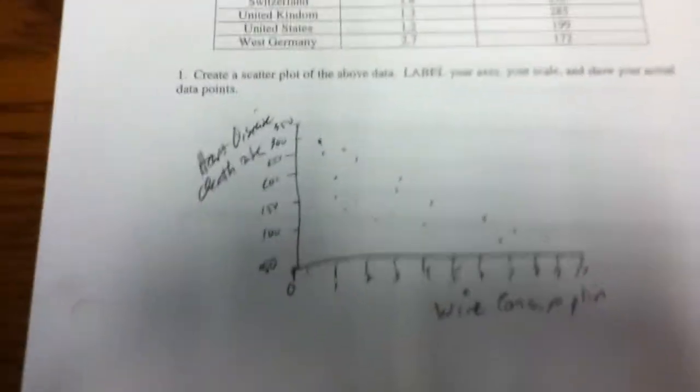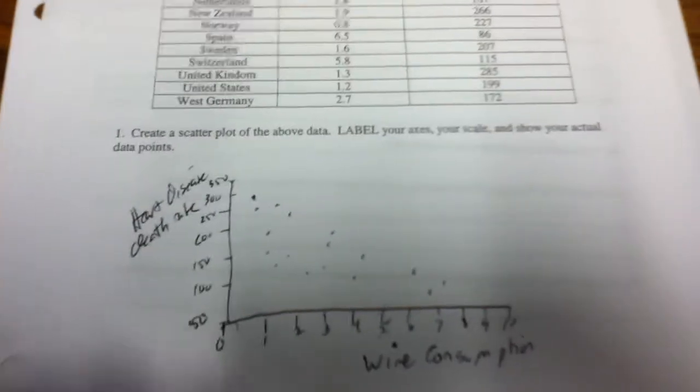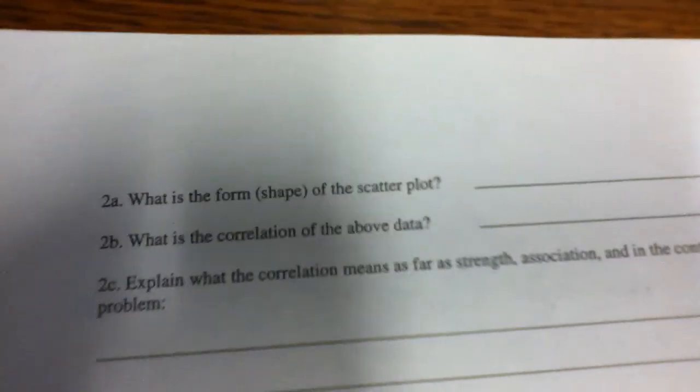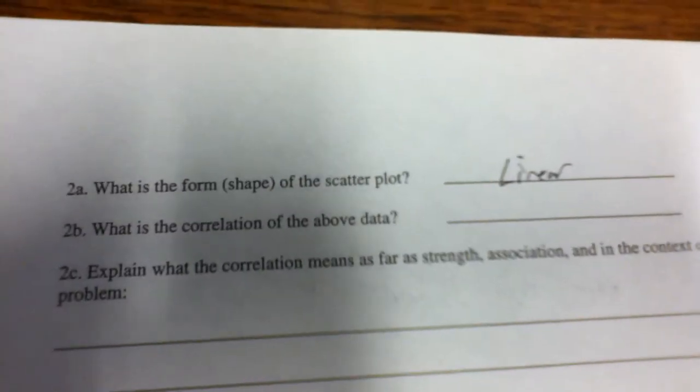Okay, that is for question 1. Now we're going to go ahead and answer the rest of the questions. Question 2. What is the form or shape of the scatter plot? And the answer is linear. The dots form a line.